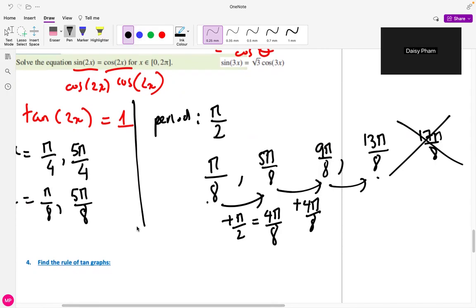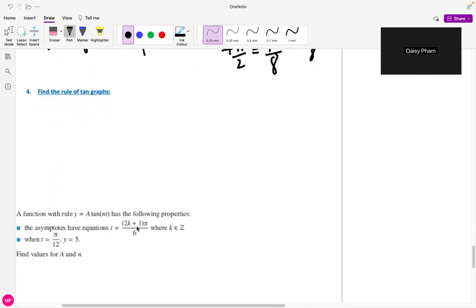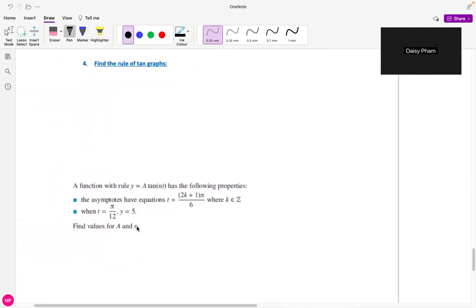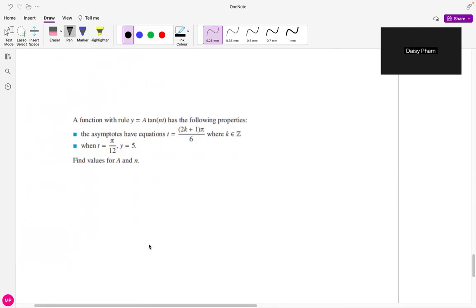Okay. All right. Now the last thing I want to cover is for the graph of the tan function. Sometimes they give you some information and they ask you to find a and n, the unknown constants. All right. So how does that work here? They give you the equation and the asymptote and a point, and they want you to find a and n.